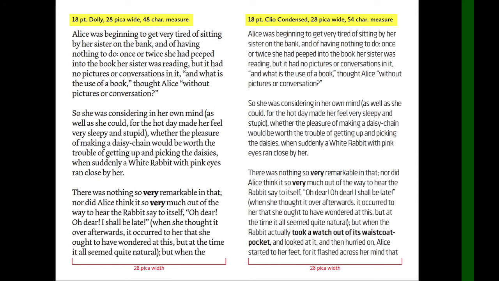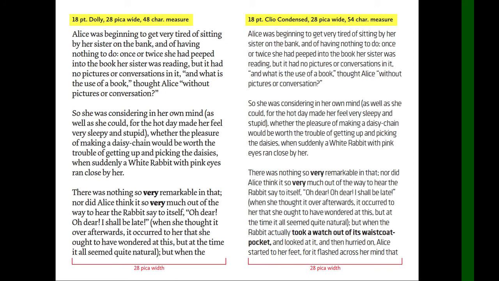Now, in this example, we have 2 columns of the same text, taking up the same physical width. Both are 28 pica wide columns, and both use 18-point type. Now the column on the left uses Dolly, which is a text typeface. It's designed for books specifically. It gets a 48 character measure. We can fit 48 characters in the longest lines.